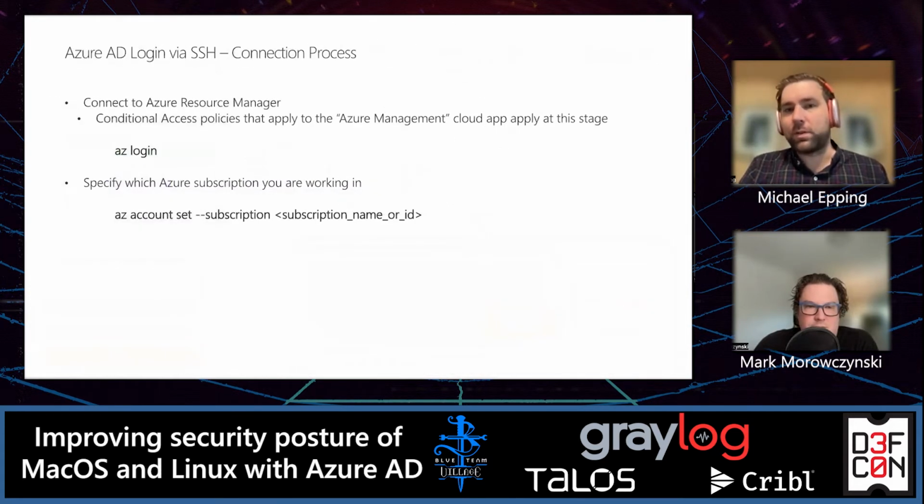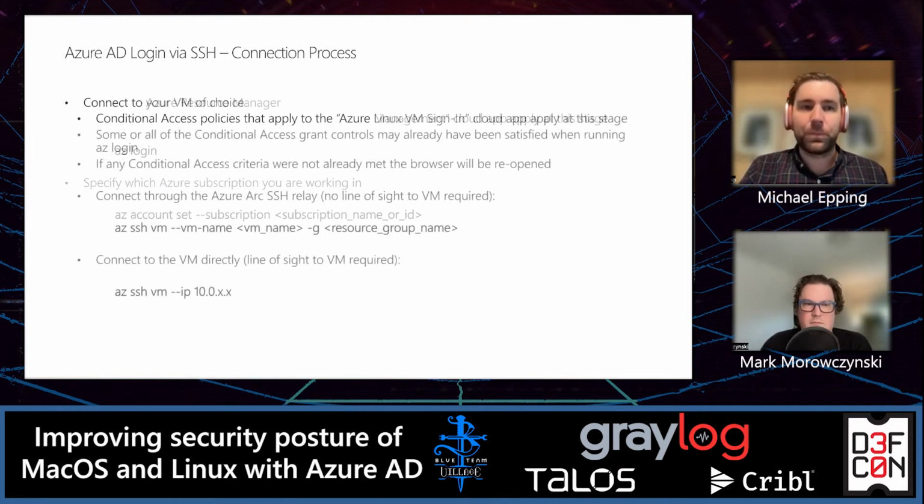So in order to instantiate one of these connections, we have to do a couple things. If we're using AZ CLI, the first thing we're going to do is run AZ login. At this point, we're just connecting to the Azure tenant. We're not doing anything specific to SSHing into the VM. Any conditional access policies that apply to the Azure Management cloud app will apply at this stage. If you have multiple subscriptions, you may also set the context of which subscription you want to be operating in. So you would run AZ account set and specify the subscription.